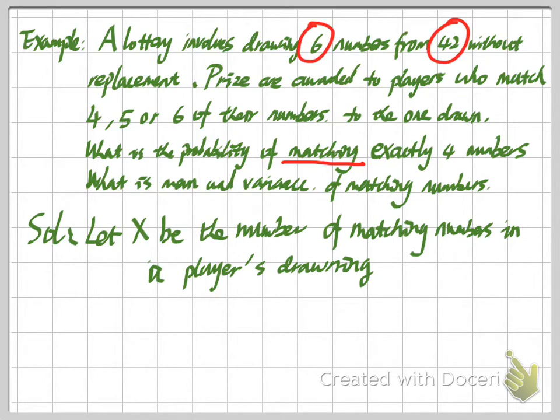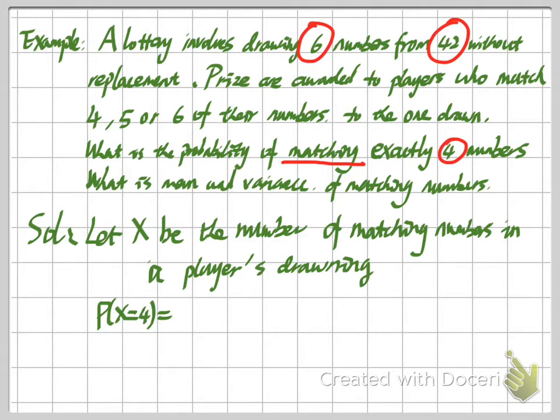So here let us define our random variable x to be the number of matching numbers when one player gets their draw. In this question, they ask us what is the probability of matching exactly 4 numbers. In other words, the question is asking what is the probability that x is equal to 4. This is how we can translate this question into probability language.